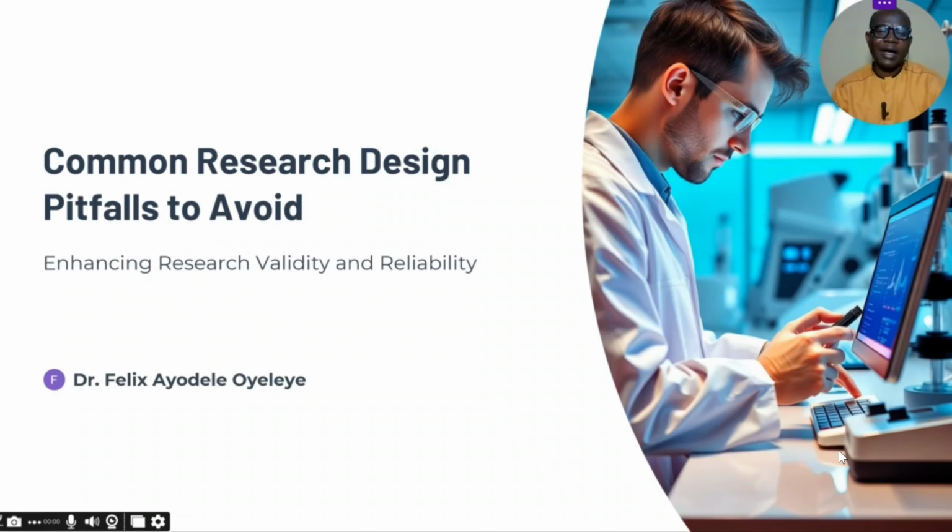Research design can actually be likened to an architectural design in the field of building and construction. Usually, if an architectural design is poorly done, you're likely going to end up with structural defects, maybe at some point in the course of construction, or perhaps even at the end of the entire project. Looking at the case of research design, if it is not properly handled, it can greatly affect the validity of our findings and also the reliability of the entire project itself.